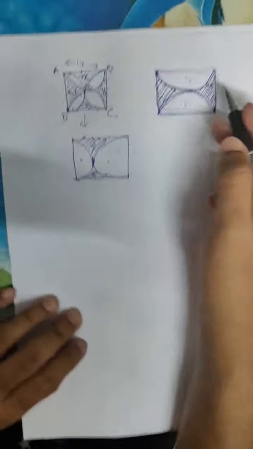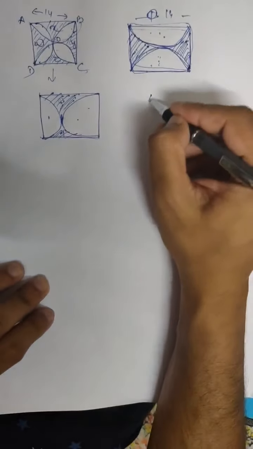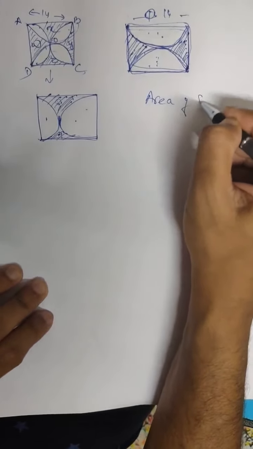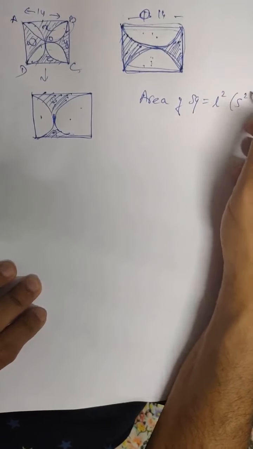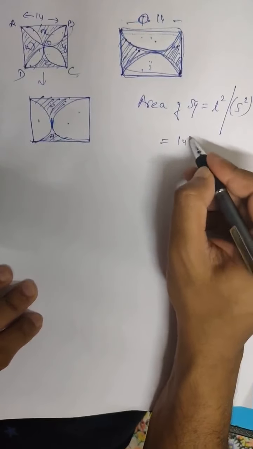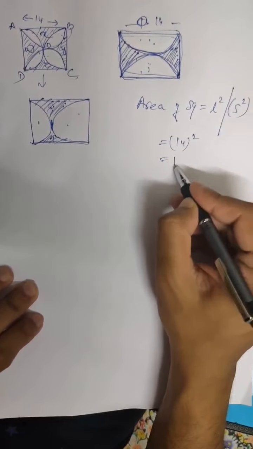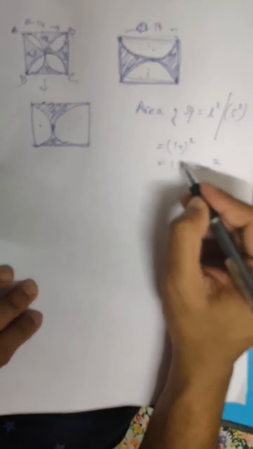So let's start with this one. Find the area of the square. This is 14 centimeters. So the area of a square, we know, is L square. Someone says side square, whatever you prefer you can say it. Like 14 square is 196. You can multiply it and you can get 196.